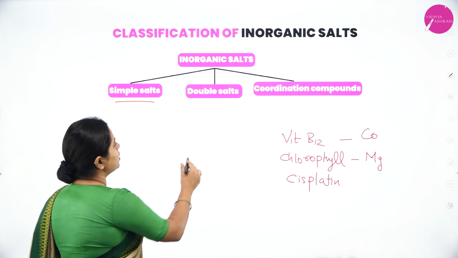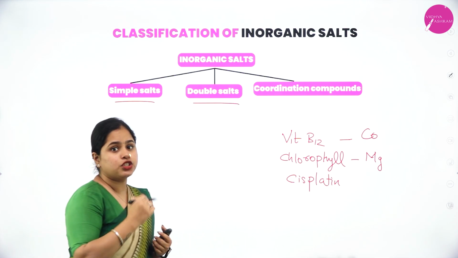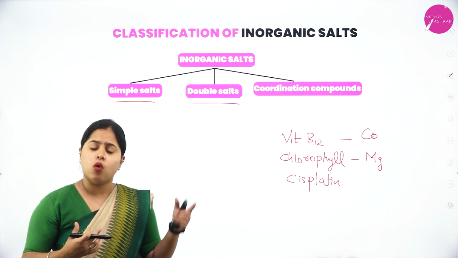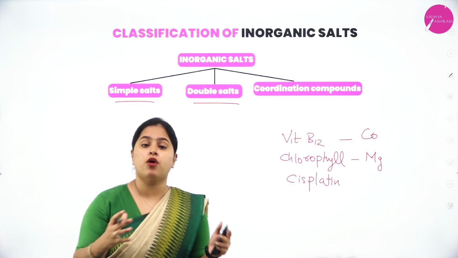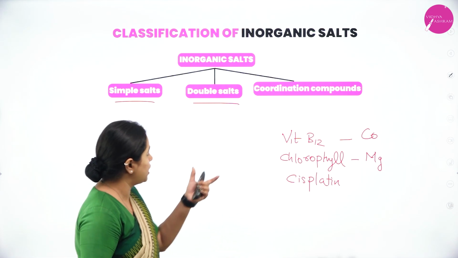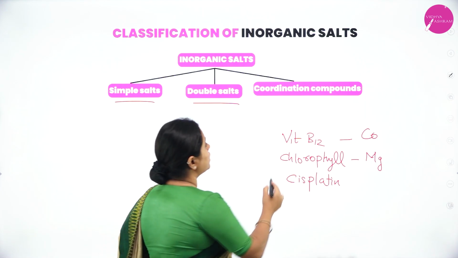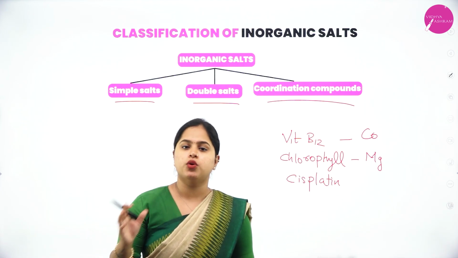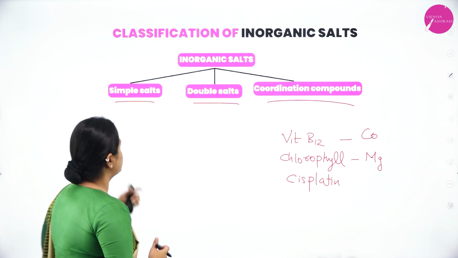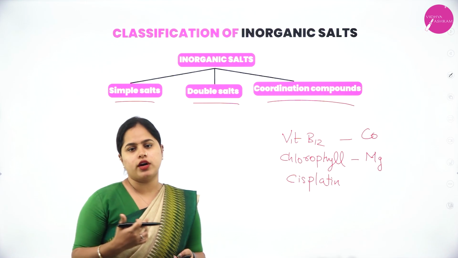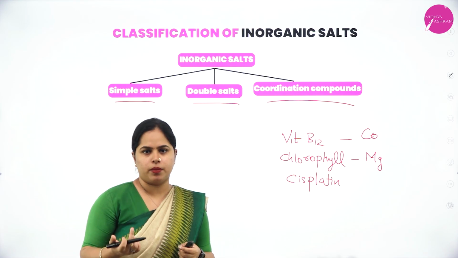The next one is double salts. In the titration you have studied Mohr's salt, that is FAS. In that, what was a double salt? Yes, it is made up of two simple salts. Hence it becomes a double salt. Now what is a coordination compound or complex salt? That we are going to study in detail in this chapter. So inorganic salts are classified into simple salts, double salts, and coordination compounds, also called complex salts.